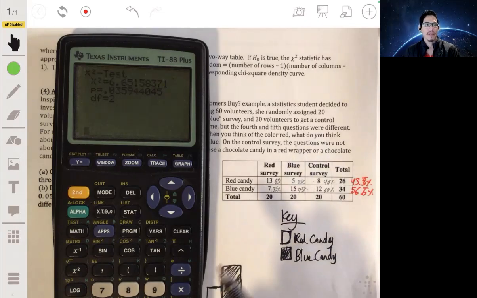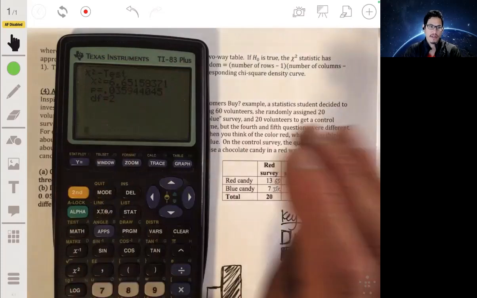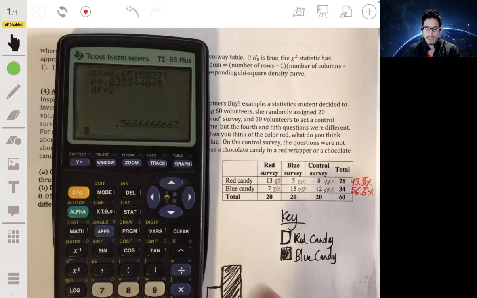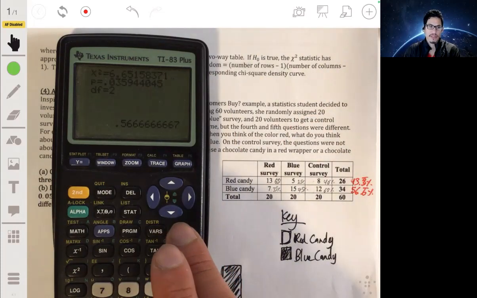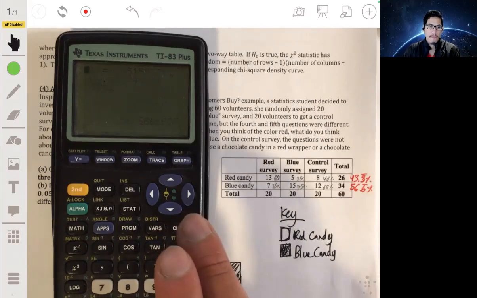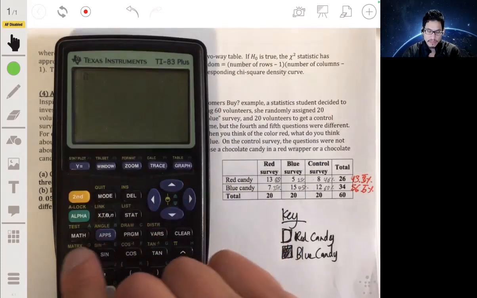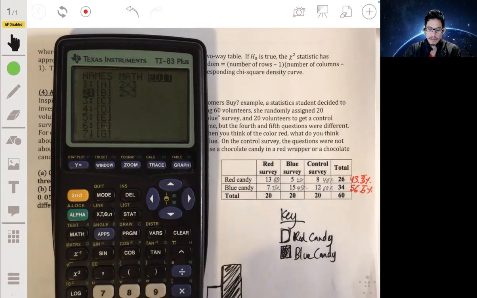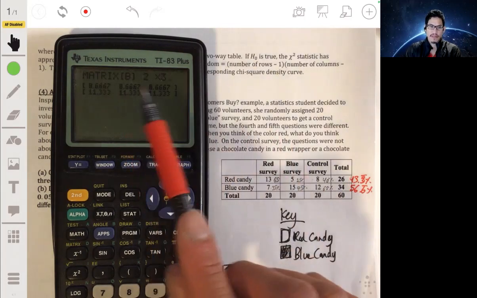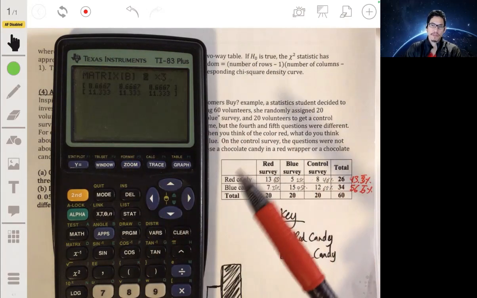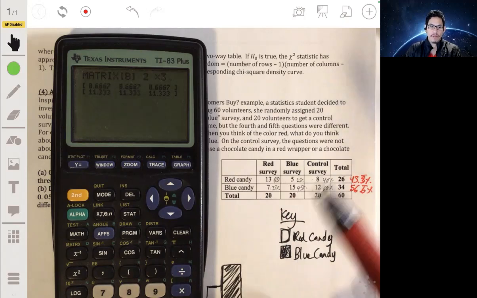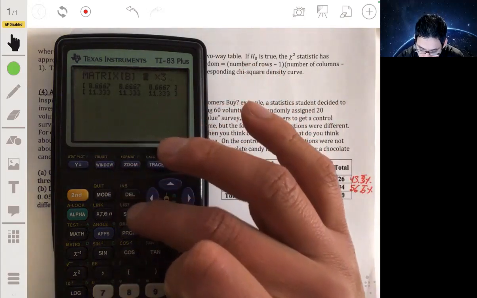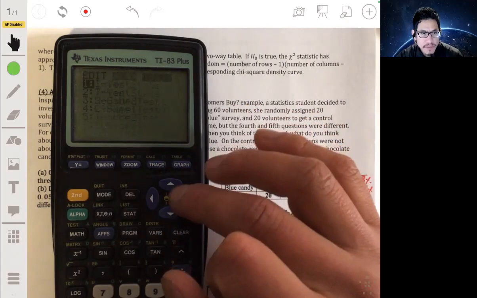And this is okay on the AP exam as long as you write that you did technology and it gives this. Because again, it's not about doing tedious calculations on your exam. It's about demonstrating that you understand the concept. Now if you go back to your matrix and go to matrix B, you're actually going to see the expected values out there, the ones which we calculated already. Pretty cool. And now let's look at the other option.